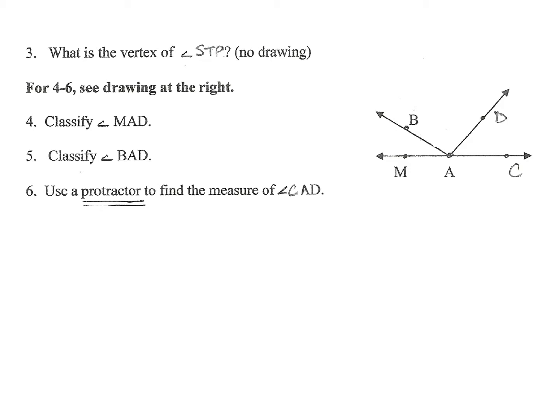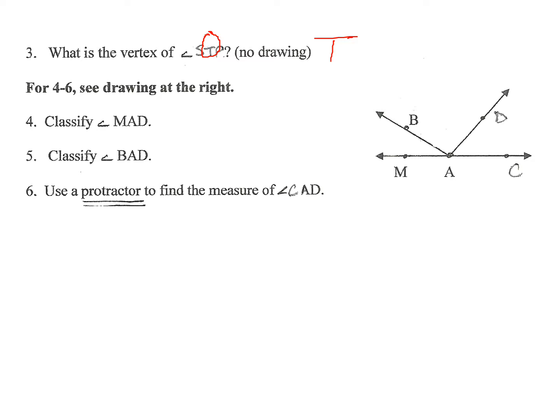All right, what is the vertex of angle STP? There's no drawing, so you don't have to look at any drawing at all. You just need to know by the name where the vertex is, and we just talked about it. The vertex lies in the center, so point T is the vertex.